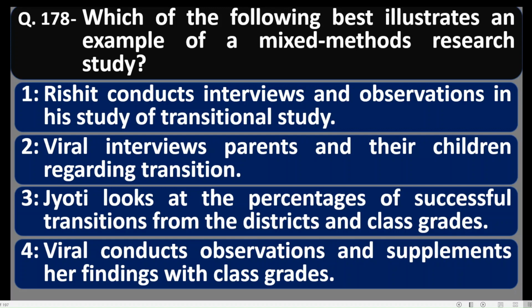Let us see the question again. Which of the following best illustrates an example of a mixed method research study? The correct answer is Viral conducts observations, that is qualitative, and supplements findings with class grades, it is quantitative. So mixed method is there in fourth option. Option number 4 is correct.